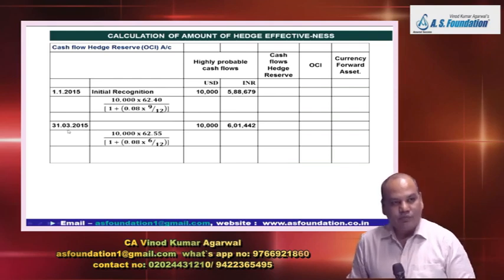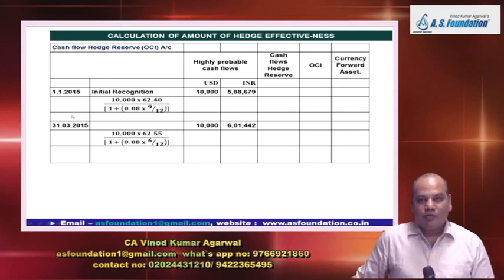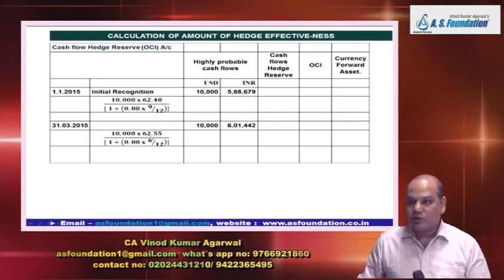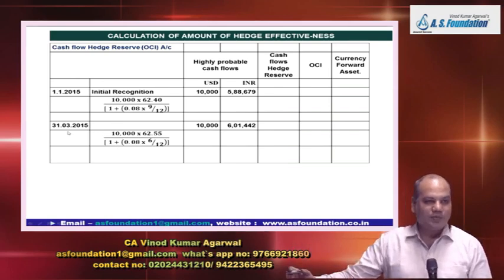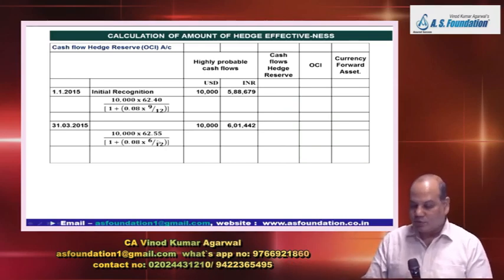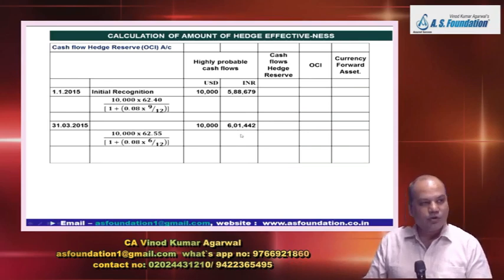Then I come to 31st March. On 31st March, when we inquire from the market, what amount I will receive after 6 months? The market says, oh, you will receive 62.55. Can you see 62.55 forward rate? But this amount I am going to receive after 6 months. Now I am standing on 31st March. So I am expecting to receive 10,000 into 62.55. But after 6 months, therefore I will calculate present value 1 plus 0.08 into 6 by 12. Why 6 by 12? Because 31st March and 30th September has a gap of 6 months. So take your calculator and tell me, is the amount 601442? This is called change in present value of cash flow from hedged item.